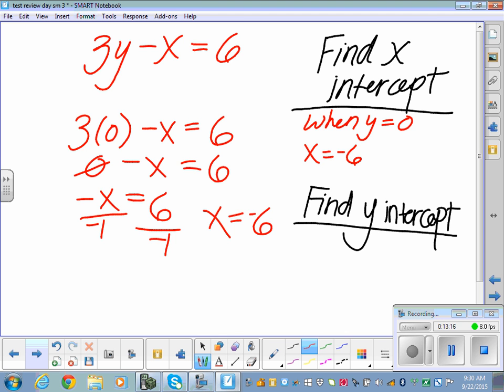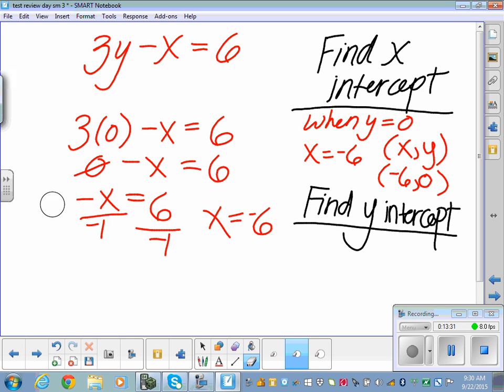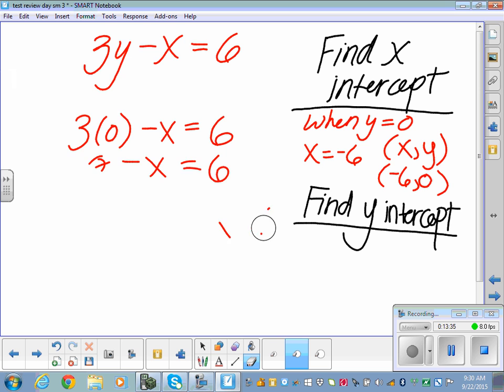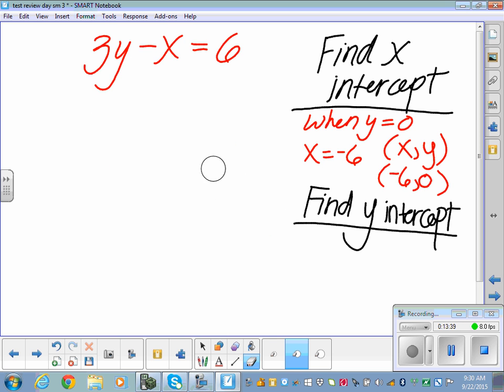Now if on a test, on the ACT or on my test, if I say put that in a point, think about it, guys. Points are in the form x comma y. You just found x, it's -6, and y was 0. It depends on how the question's asked. Questions? Okay. Now let's find the y-intercept. It's when what equals 0? When x is equal to 0. So this time, when x is equal to 0.